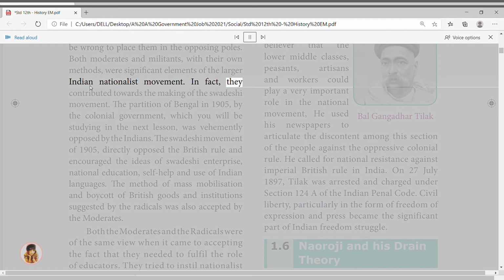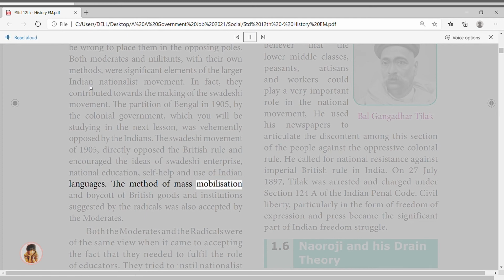In fact, they contributed towards the making of the Swadeshi movement. The partition of Bengal in 1905, by the colonial government, which you will be studying in the next lesson, was vehemently opposed by the Indians. The Swadeshi movement of 1905 directly opposed the British rule and encouraged the ideas of Swadeshi enterprise, national education, self-help and use of Indian languages.